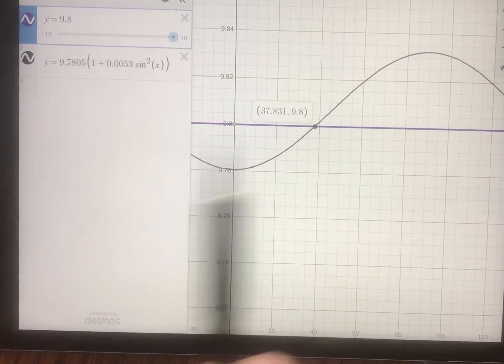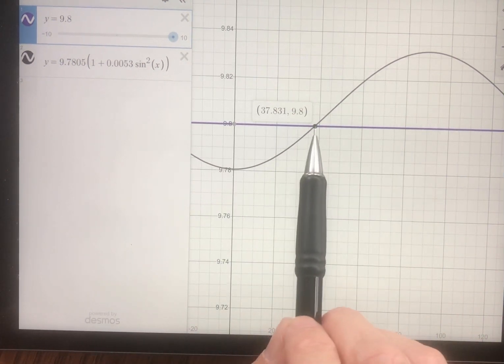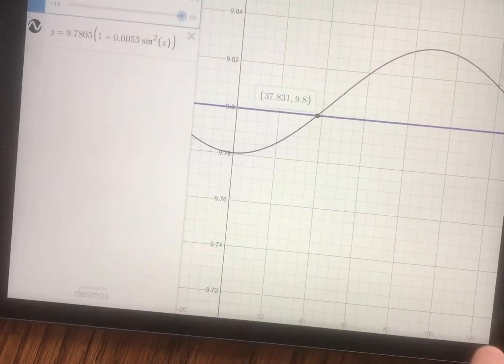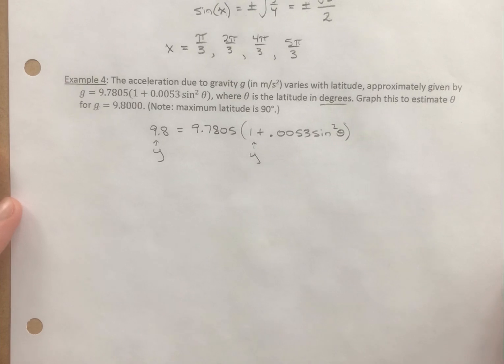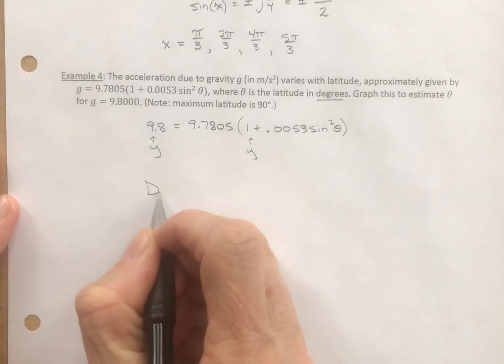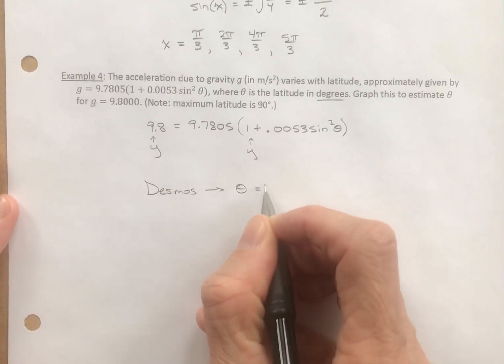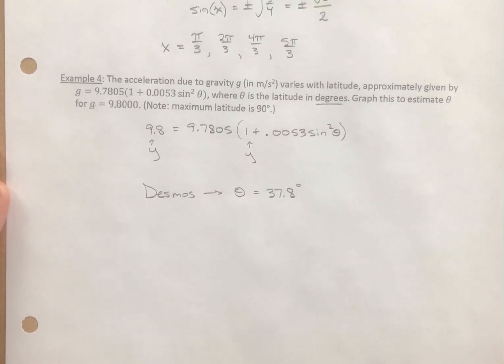It looks like 37.831 degrees is that one location. So we come up with one intersection between 0 and 90 degrees. I had to really zoom in to get this. So 37.83, we'll call that 37.8 degrees. To estimate theta, we used Desmos, and Desmos told us that theta is approximately 37.8 degrees, rounded to the nearest tenth. That one took a little bit of playing with that calculator and with the graph to come up with it. But as we zoomed in, there were two different graphs, and there certainly was an intersection point.